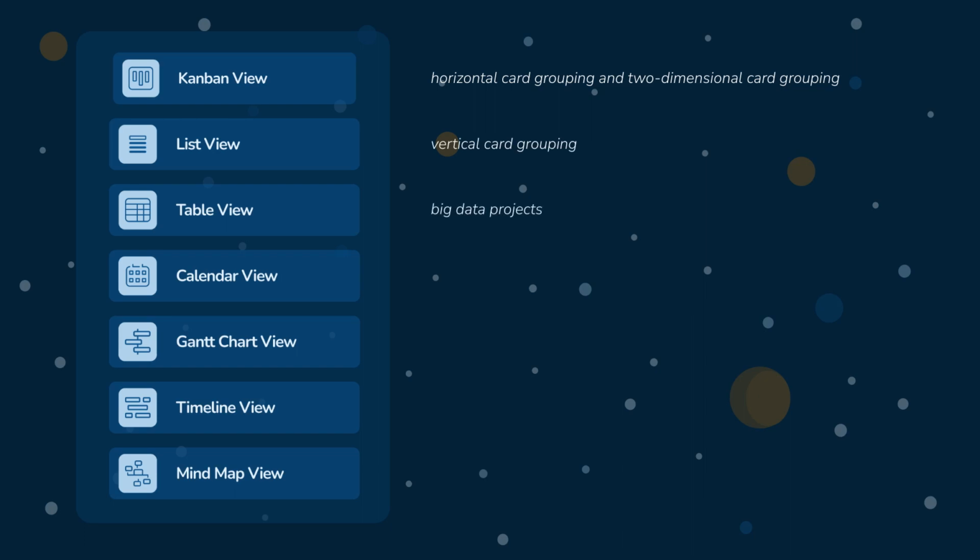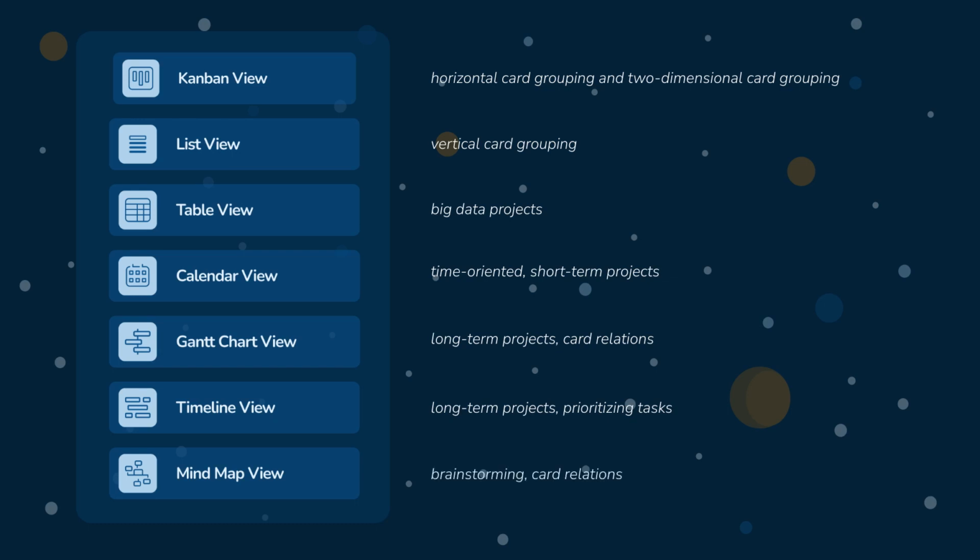The next 3 views are closely related to time. The calendar will work well for short-term projects. Use Gantt Chart and timeline for long-term ones. If you prefer to arrange the cards according to your own ideas, or you are in the planning stage, choose Mind Map.